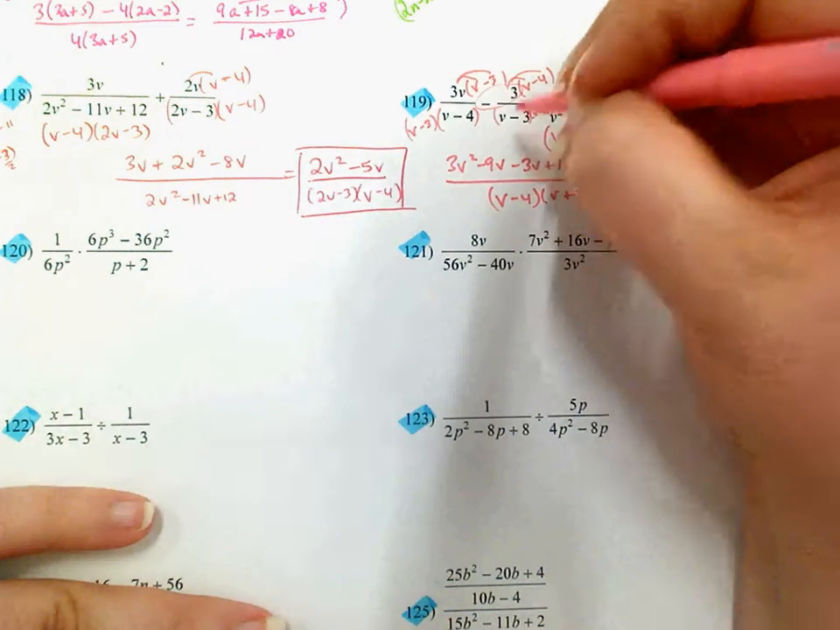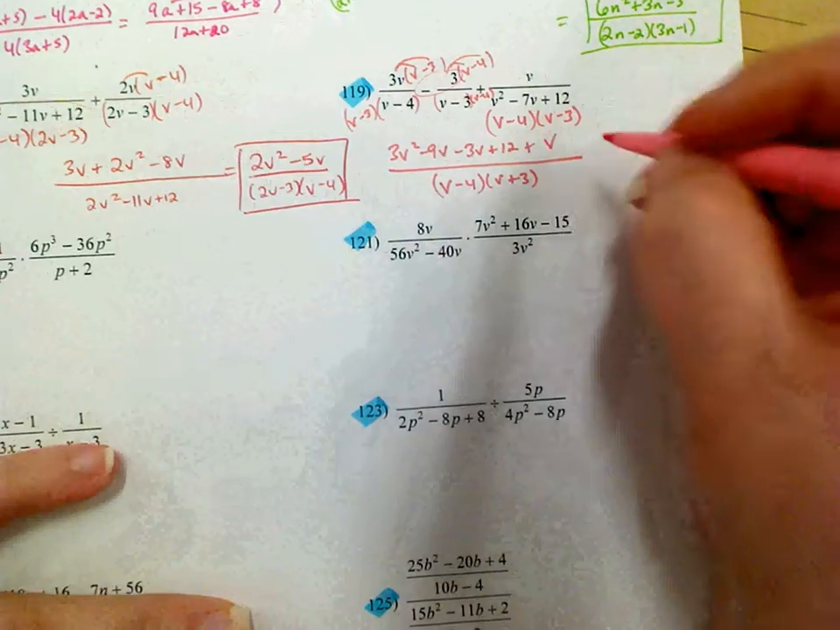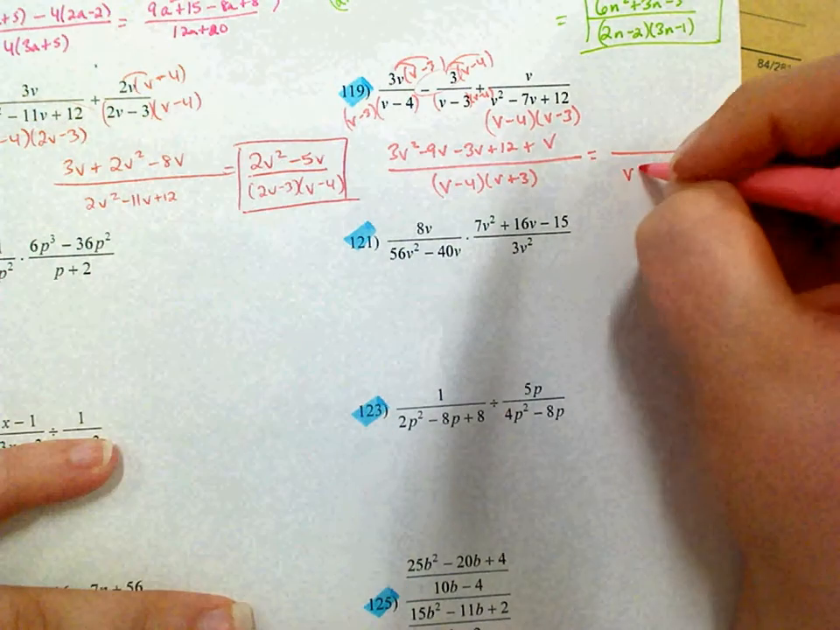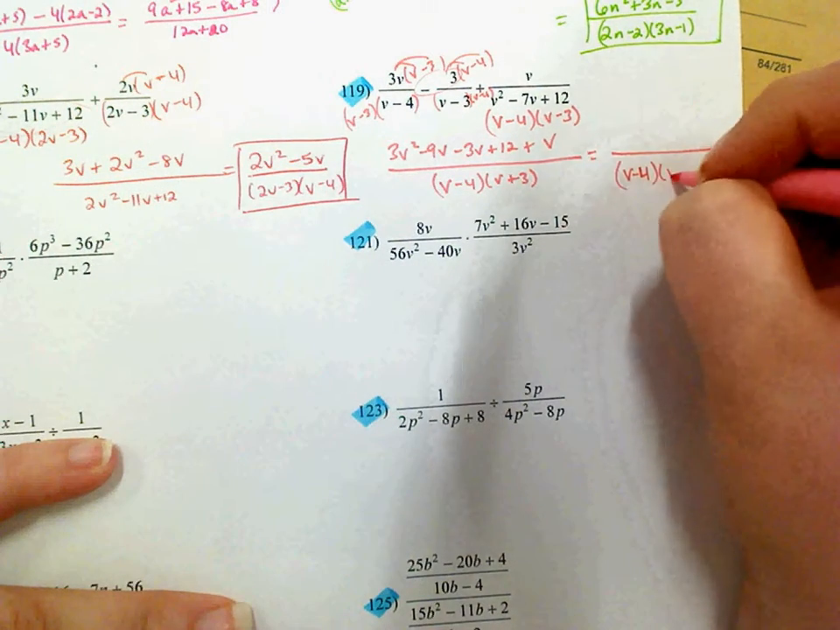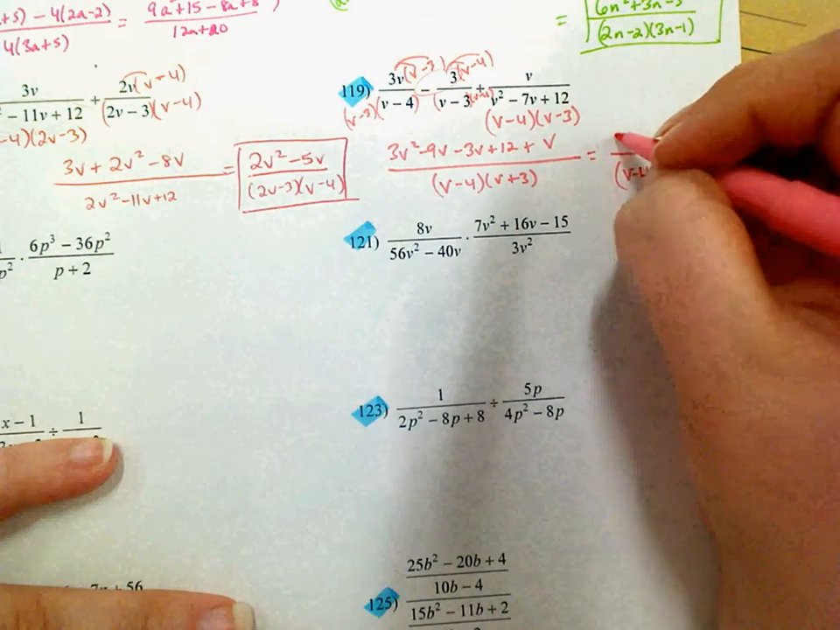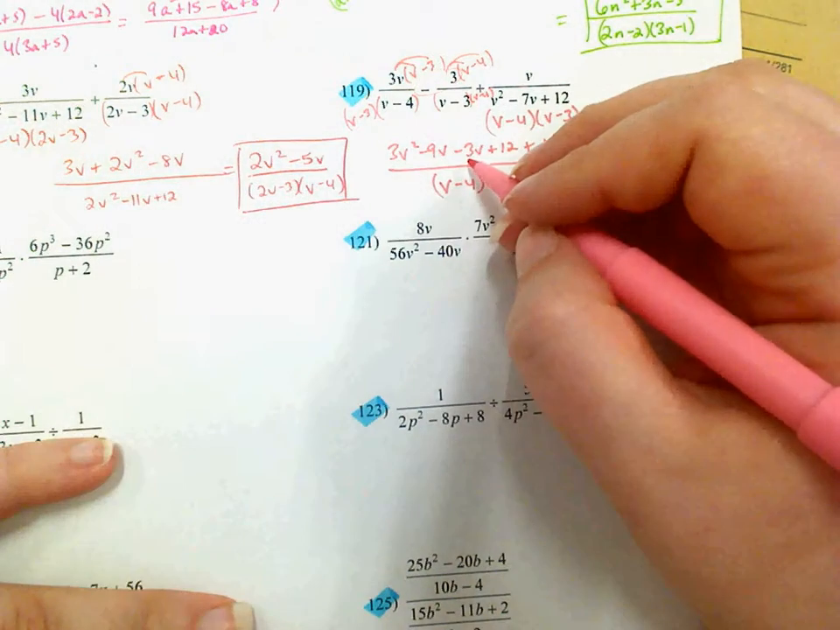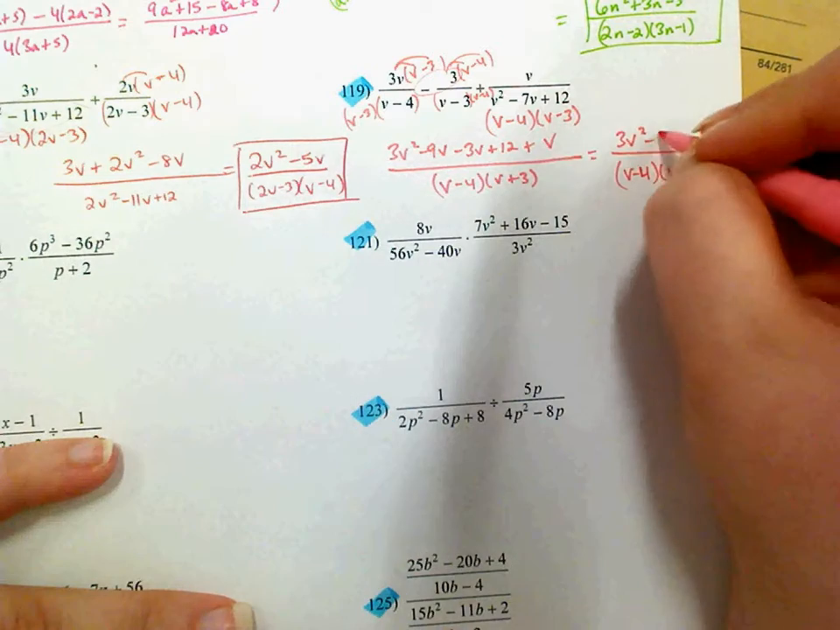So just combine like terms. And I've got 3v squared. Negative 9v minus 3v is negative 12v, plus v is negative 11v, and then plus 12. And there's my answer.